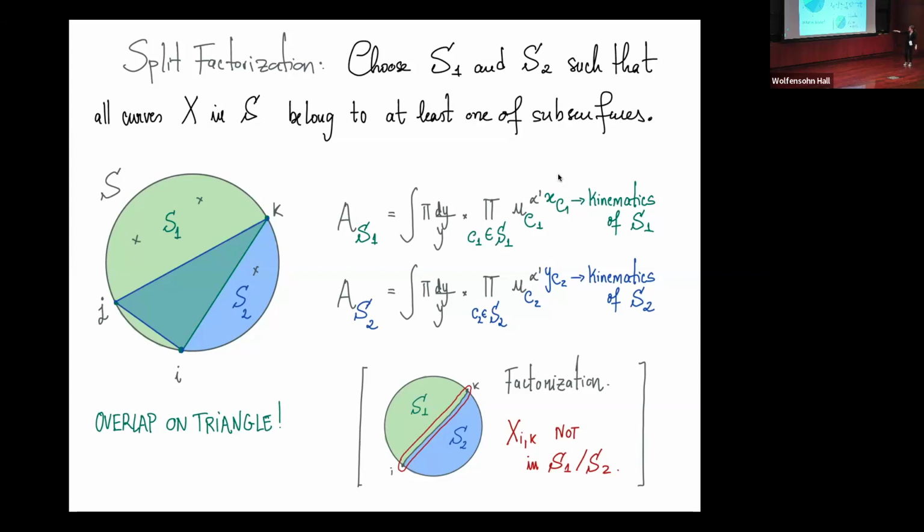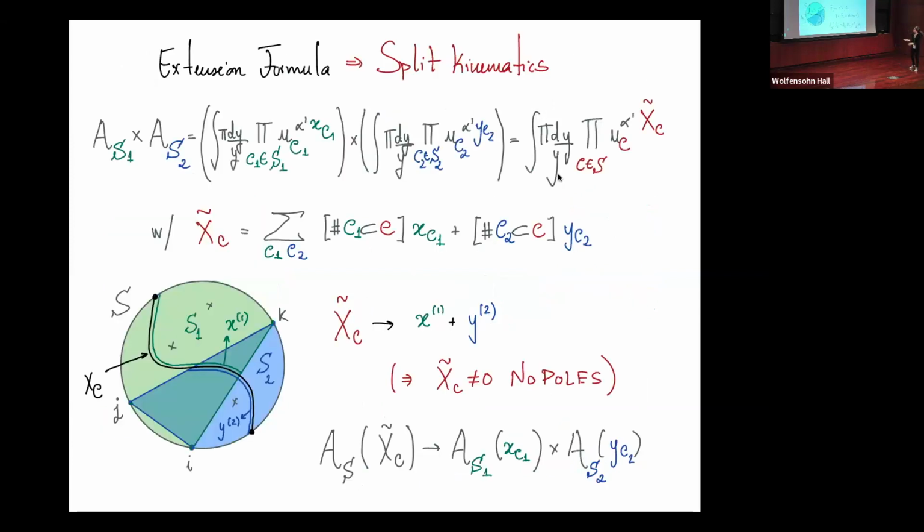But for these two subsurfaces that I have here, I have their respective curve integrals in terms of the u variables of the subsurfaces and the respective kinematics. And now, using this extension formula that I just told you, I can literally build kinematics for the big surface such that it literally splits into the product of the two subsurfaces. And this can just be done in the following way.